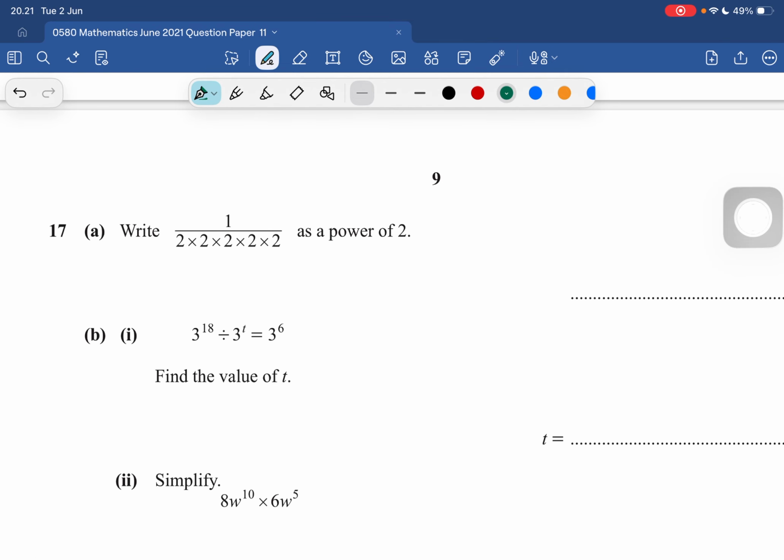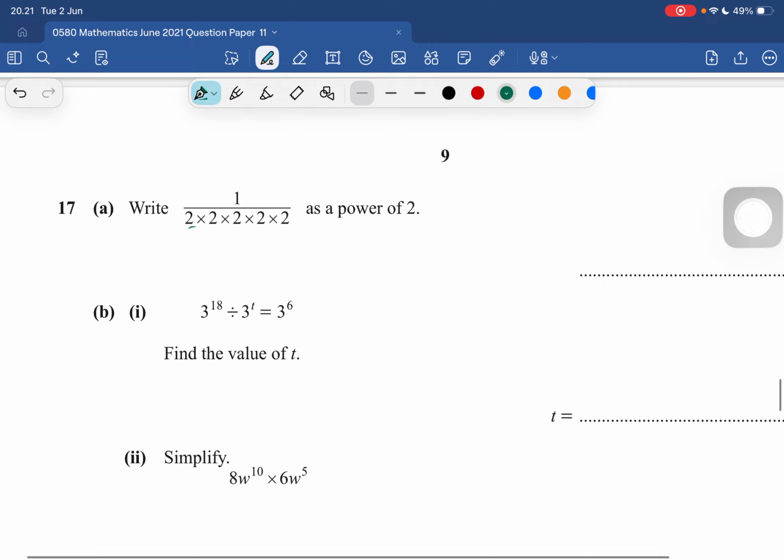Okay, 17. Write 1 over 2 times 2 times 2 times 2 times 2. How many times do we have 2? 1, 2, 3, 4, 5. So it is going to be 1 over 2 to the power of 5, or we can write it as 2 to the power of negative 5.